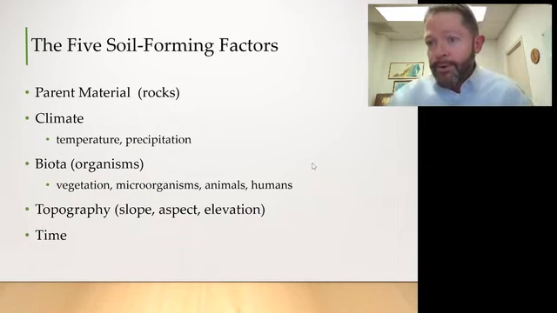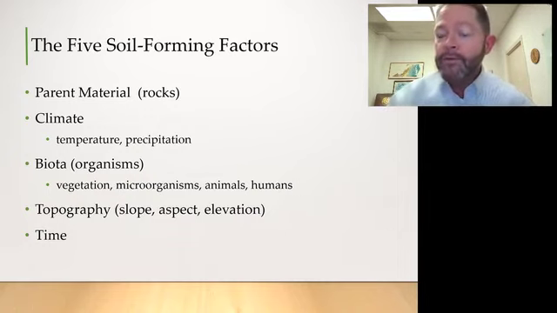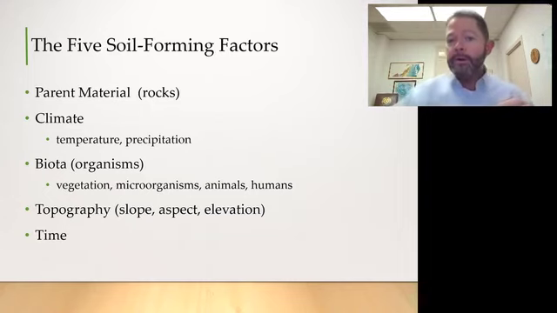So, where do soils come from? Well, we talk about the 5 soil forming factors. The parent material is the rocks or the sediments that soils came from. Climate, biota, which are the organisms in the soil, vegetation and microorganisms, topography, and time are the 5 soil forming factors.